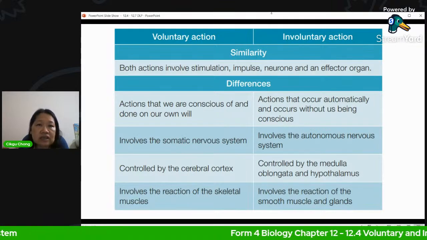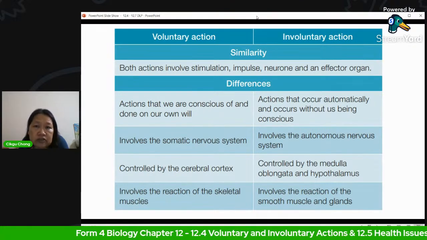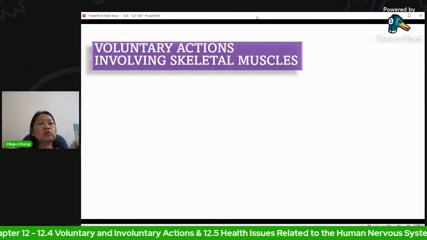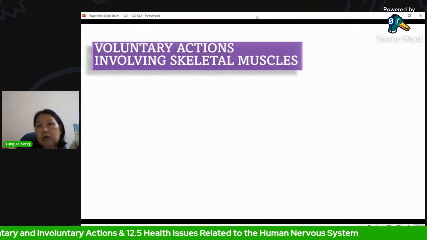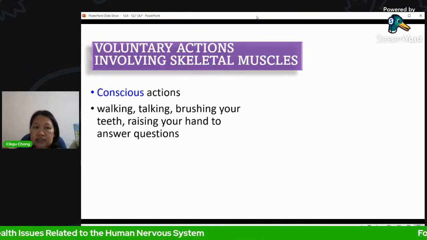So clear? These are the things that you can write about when you want to compare between voluntary and involuntary actions. Okay, let's carry on. Now, let's go straight to the voluntary actions, a little bit more information involving skeletal muscles. So these are conscious actions.